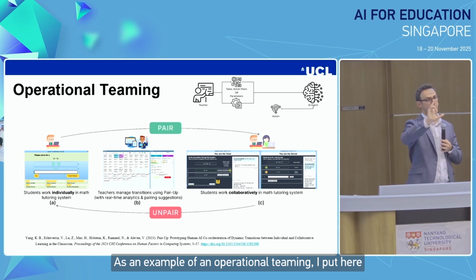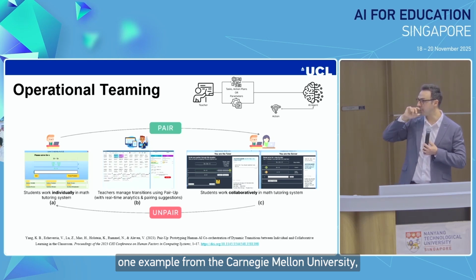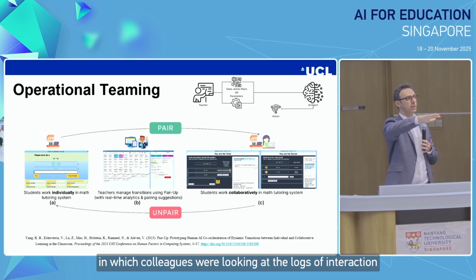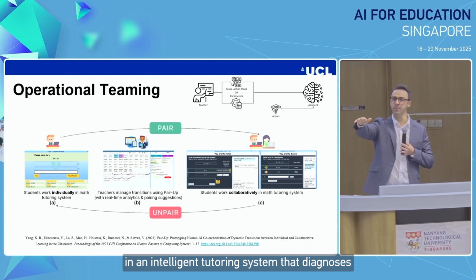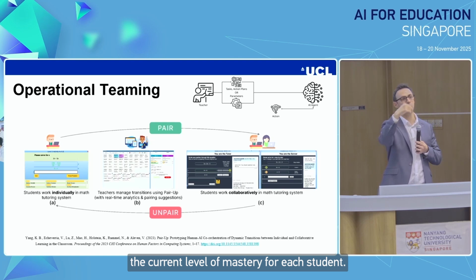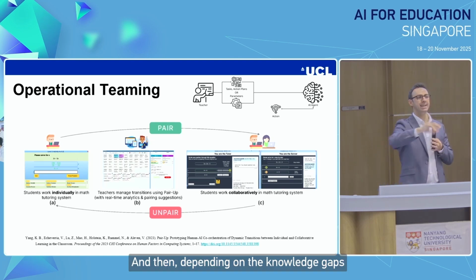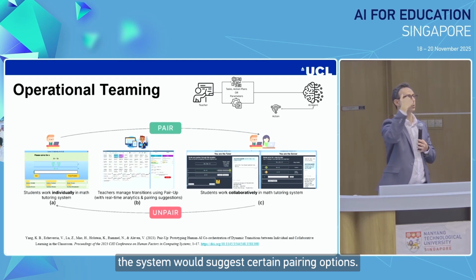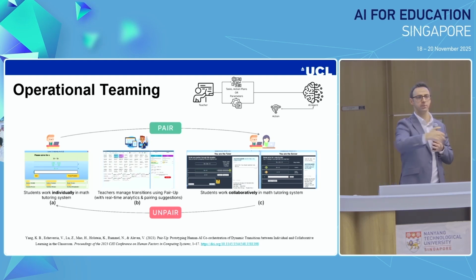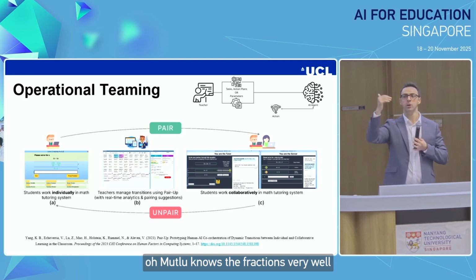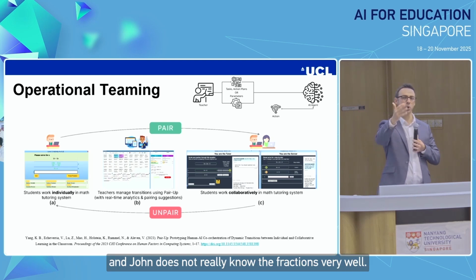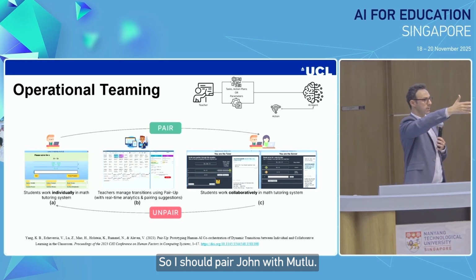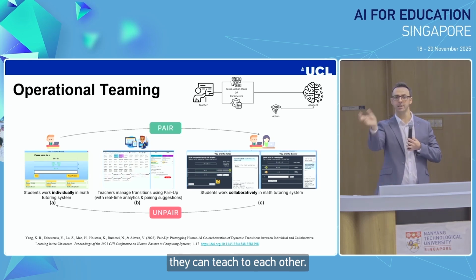As an example of an operational teaming, I put here one example from Carnegie Mellon University, in which colleagues were looking at the logs of interaction in an intelligent tutoring system that diagnoses the current level of mastery for each student. And then depending on the knowledge gaps and the knowledge strengths of students, the system would suggest certain pairing options. Like it might be saying that, oh, Mutlu knows the fractions very well, and John does not really know the fractions very well, so I should pair John with Mutlu. While they are working together, they can teach each other.